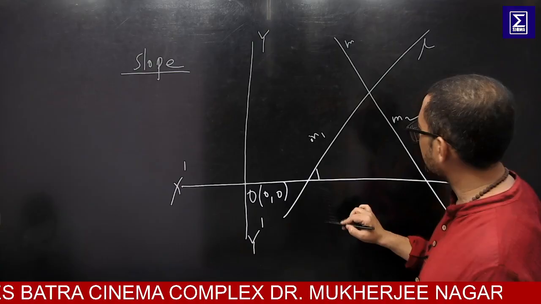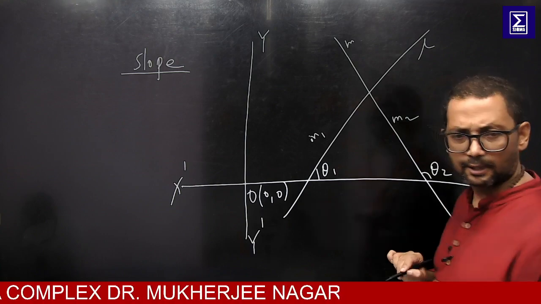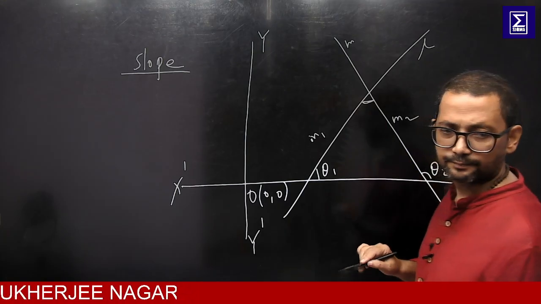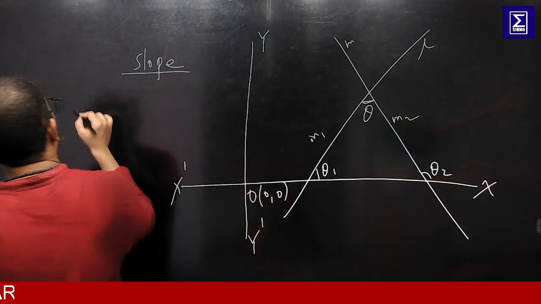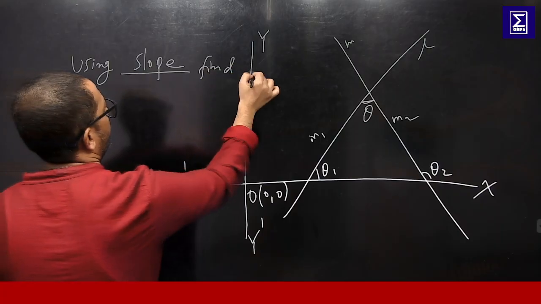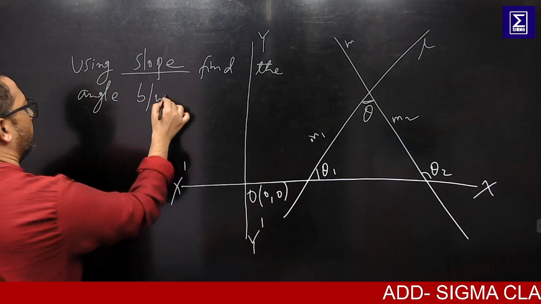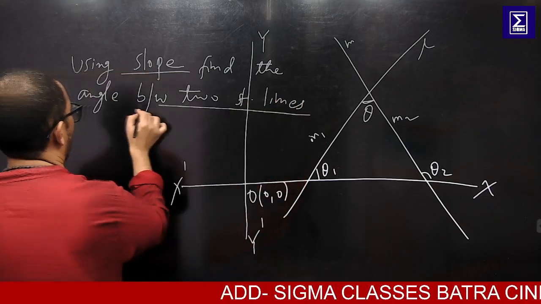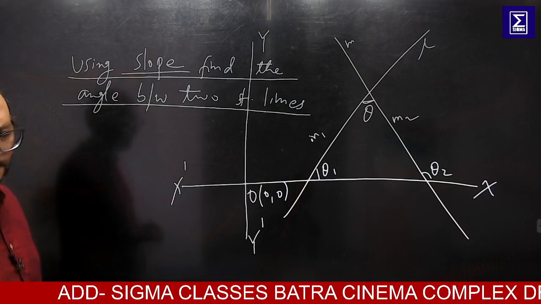This angle is theta 1 and this angle is theta 2. Clear? You have to find the angle between the 2 lines. Let this angle be theta. So using slope, find the angle between 2 straight lines. We have to find the angle between 2 straight lines when the slopes of the 2 straight lines are given and both are intersecting.